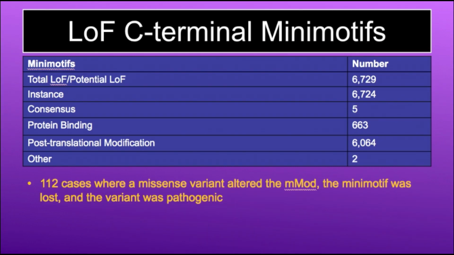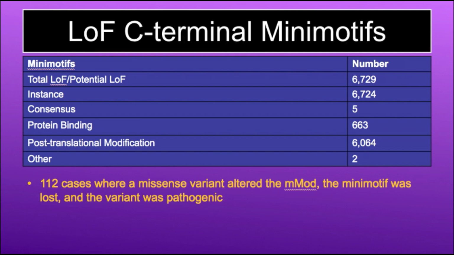This is a table that summarizes the mini-motifs where a variant caused a loss of that mini-motif on the C-termini. So potential loss of function of the mini-motif and actual loss of function of the mini-motif. That's what's included here. There are 6,729 of these, and almost all of them, again, are instance, and most of them have post-translational modification as their function. So we've identified 6,729 potential or actual loss of function cases for these mini-motifs being lost.